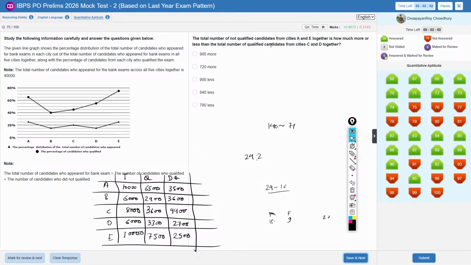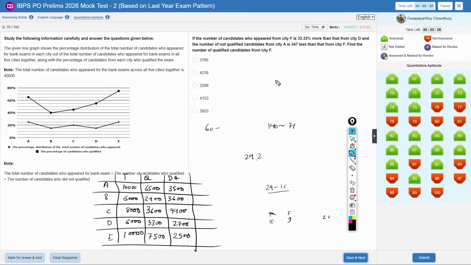The number of total not qualified candidates from city A and E together. Not qualified from city A and E together, how much more or less than the number of qualified from C and D? Qualified from C and D is going to be 900 less. This is more, so the first one will be less. The number of candidates who appeared from F is 1/3 more than that of D. 1/3 more, so 20 more, so 80 appeared from D.